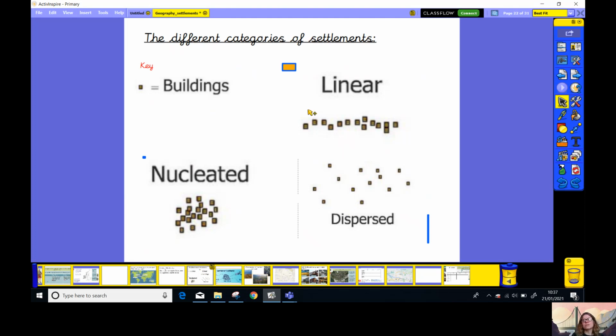I'd like you in your books to draw these settlements. I'd like you to write a key and show a little building, which will be a square, and write building. And then I'd like you to draw the 3 different types. Pause the video and do that now.